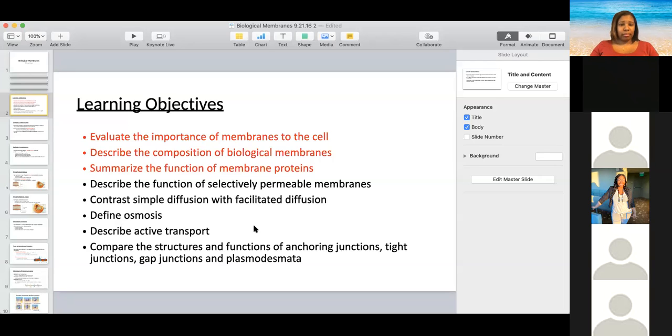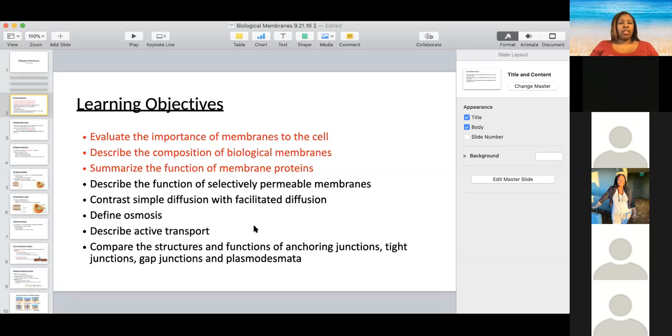Why is that important? It's very important when we think about factors like trying to maintain homeostasis, right? We talked about homeostasis a little bit. The cell membrane plays a large role in that, making sure the cell can get what it needs. Things can flow into and out of the cell, nutrients coming in, waste going out.